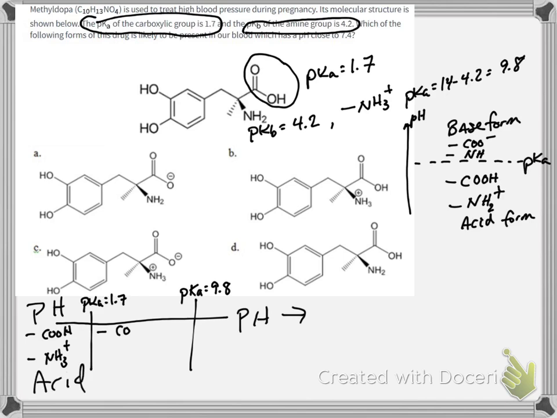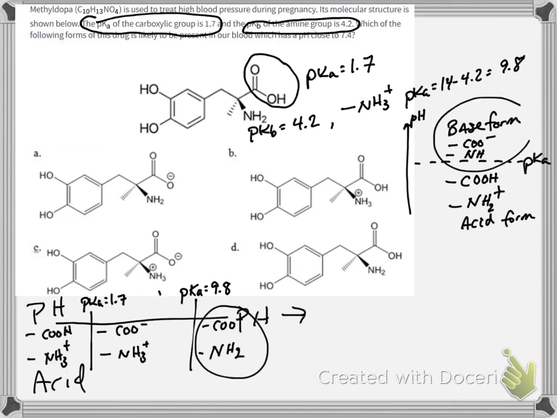When the pH is greater than 1.7, the base form is the highest abundant species. NH3+ is going to remain in its acid form until we pass in pH the pKa. Then it will change to its base form, right? So this group looks a lot like that group. Both of these are in the base form at any pH greater than 9.8. But at pH 7.4, we're sort of in the middle. So we're in the base form of the carboxylic group, but the acid form of the amine.